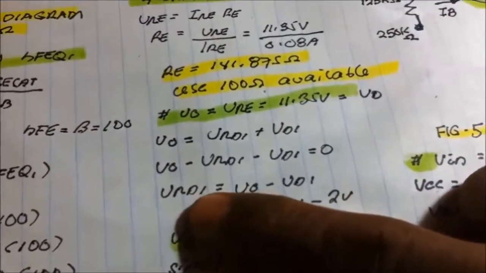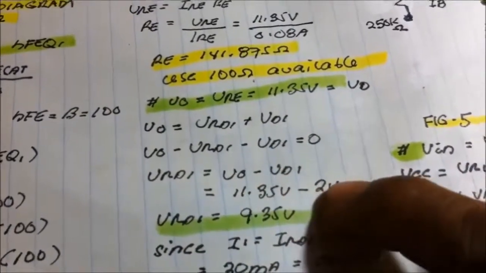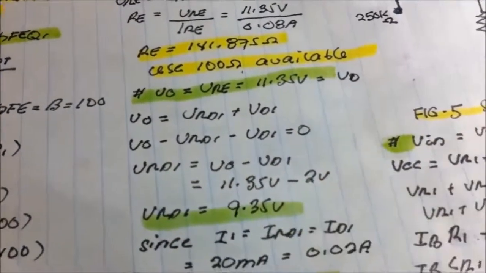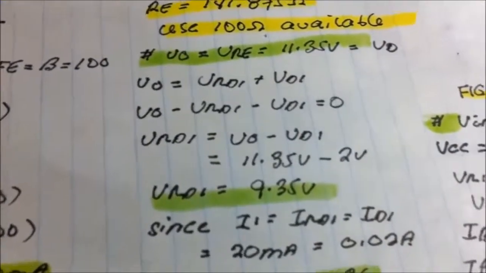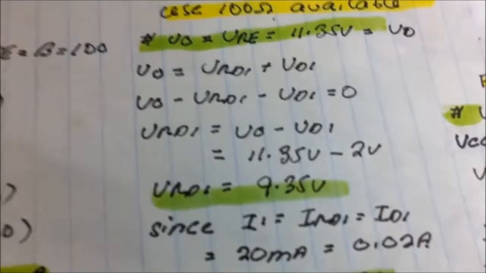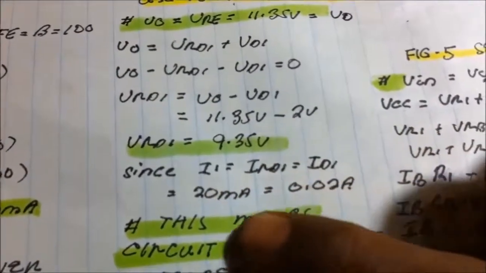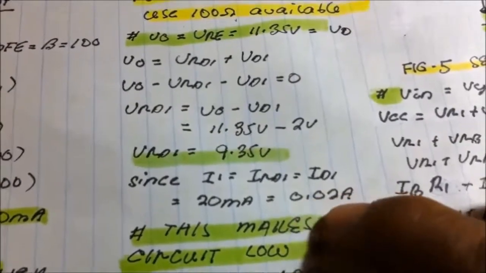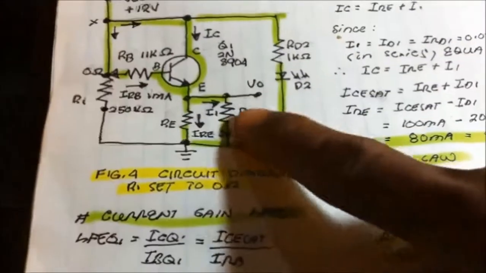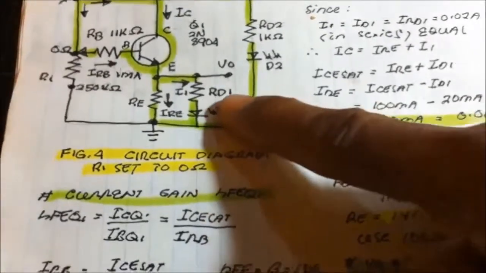Finding the voltage at RD1: the voltage output minus the voltage of the LED, which is 2 volts given in the datasheet. We get a voltage drop at RD1 of 9.35 volts. Since I1 is equal to ID1, 20 milliamperes, we know that the current in series is equal.